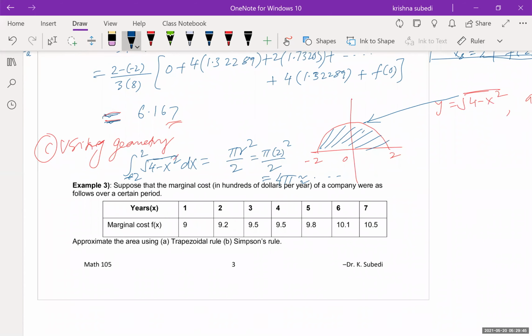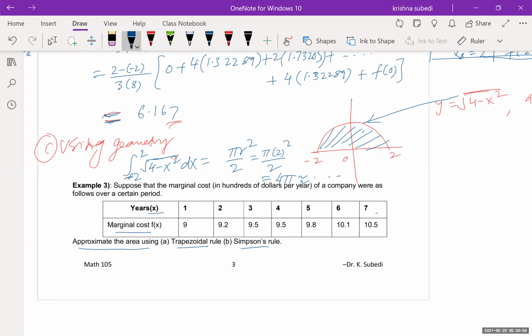Now the last question: suppose that the marginal cost in hundreds of dollars per day of a company were as follows over a certain period. So years are given and the marginal costs are also given. Approximate the area using the trapezoid rule and Simpsons rule.